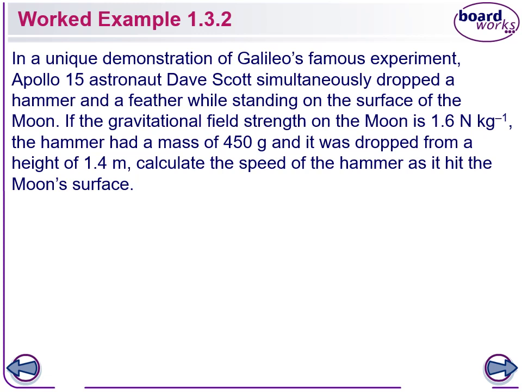It's amazing. Okay. If the gravitational field strength of the moon is 1.6 newtons per kilogram, the hammer had a mass of 450 grams and it was dropped from a height of 1.4 meters. Calculate the speed of the hammer as it hit the moon's surface.